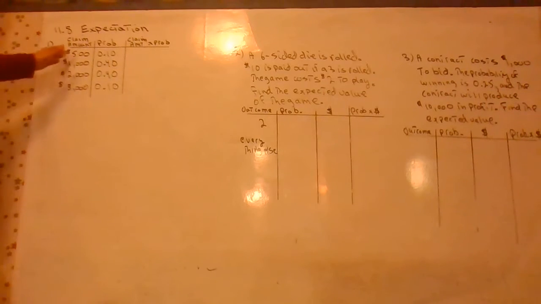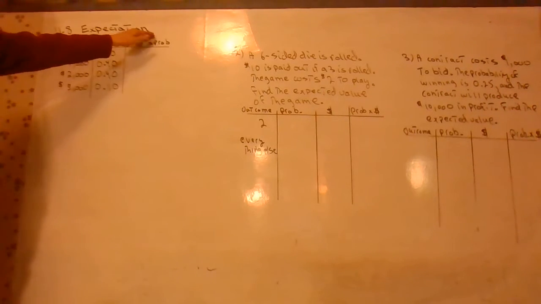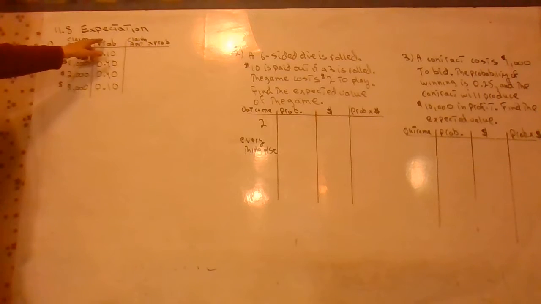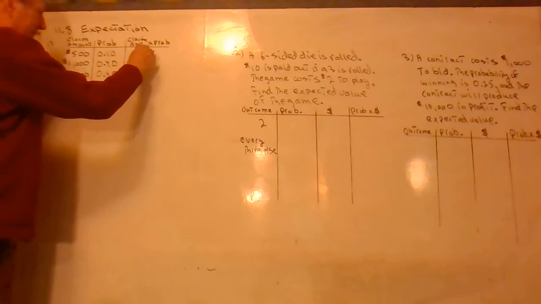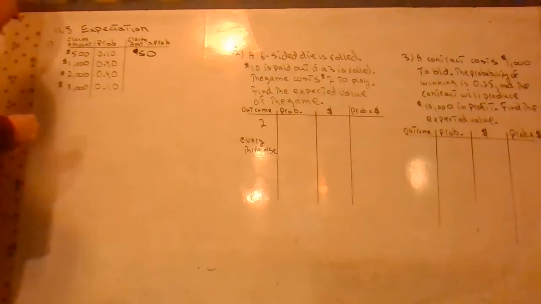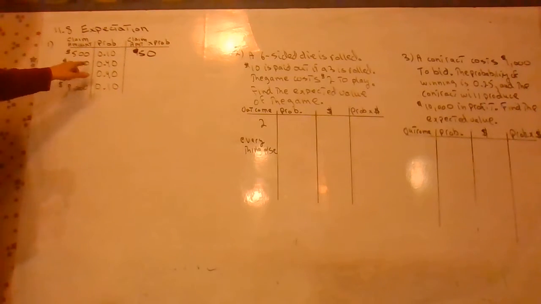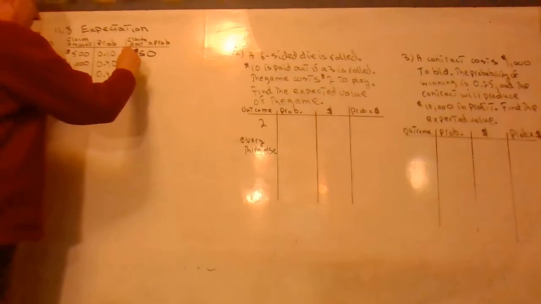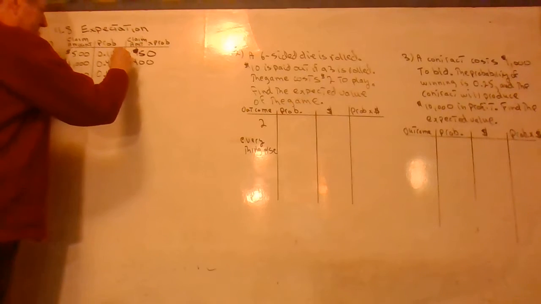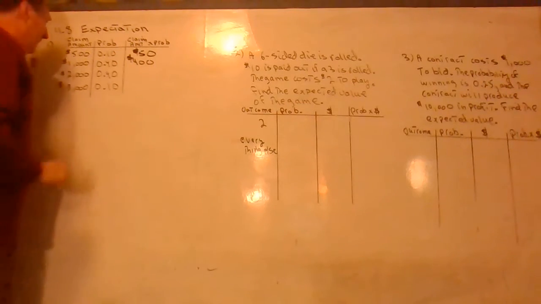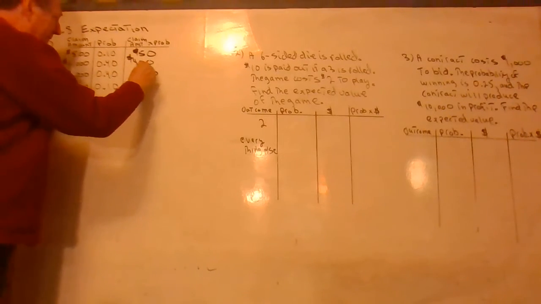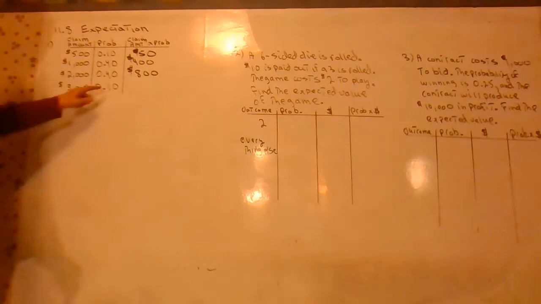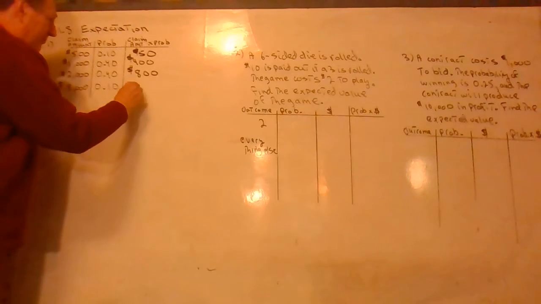Well, we have these two columns. First of all, we're going to multiply these columns. It's probability times dollars. 0.1 times 500 is 50. You can do that on a calculator. 0.4 times 1,000 is $400. And 0.4 times 2,000 is 800. And 0.1 times 3,000 is 300.